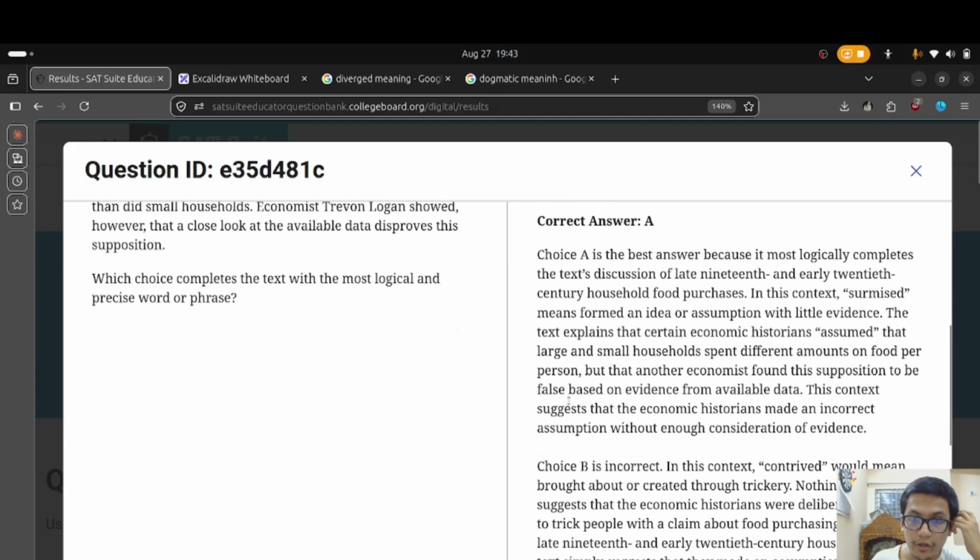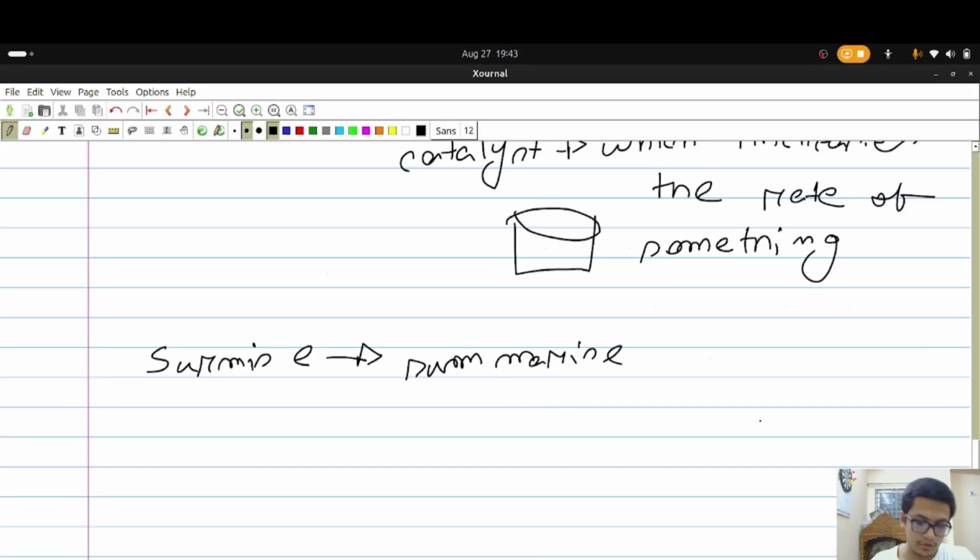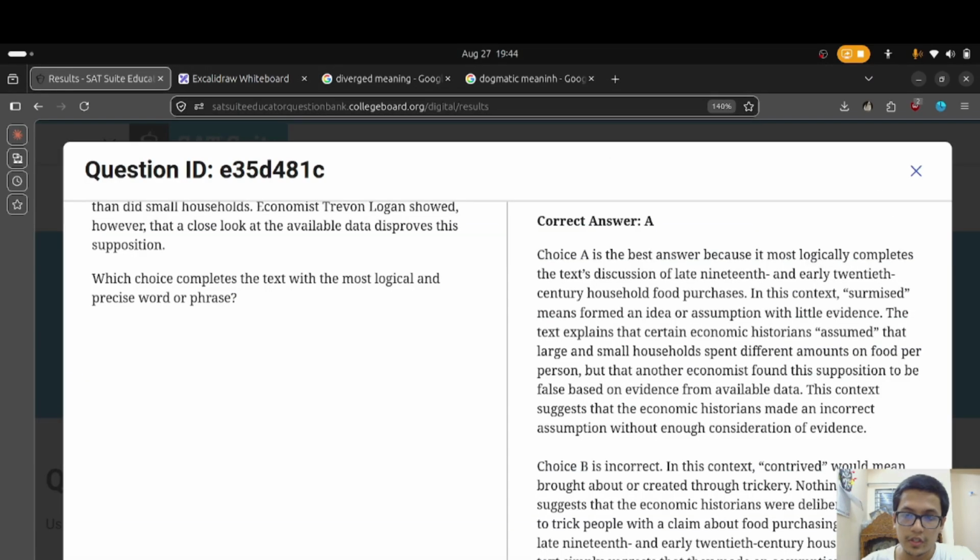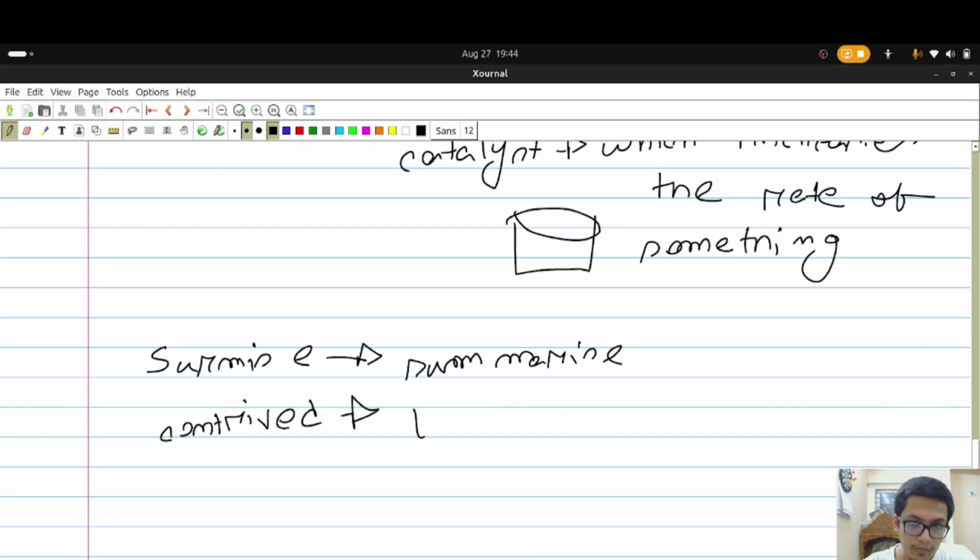Now you might say, why not B? Because contrived would mean brought about or created through trickery. What does contrived mean? Contrived means brought about or created through trickery. So we'll learn new vocab through solving the questions.